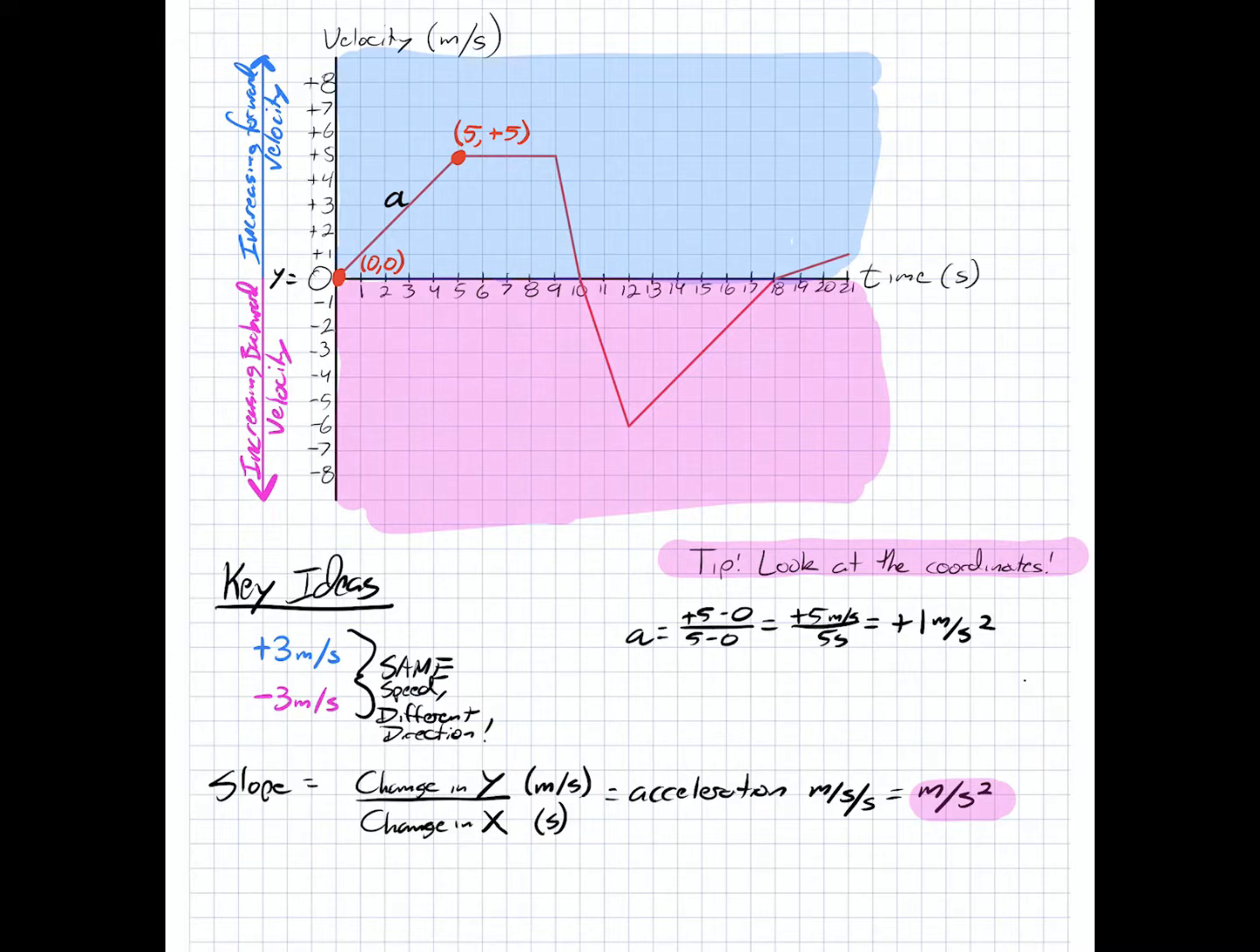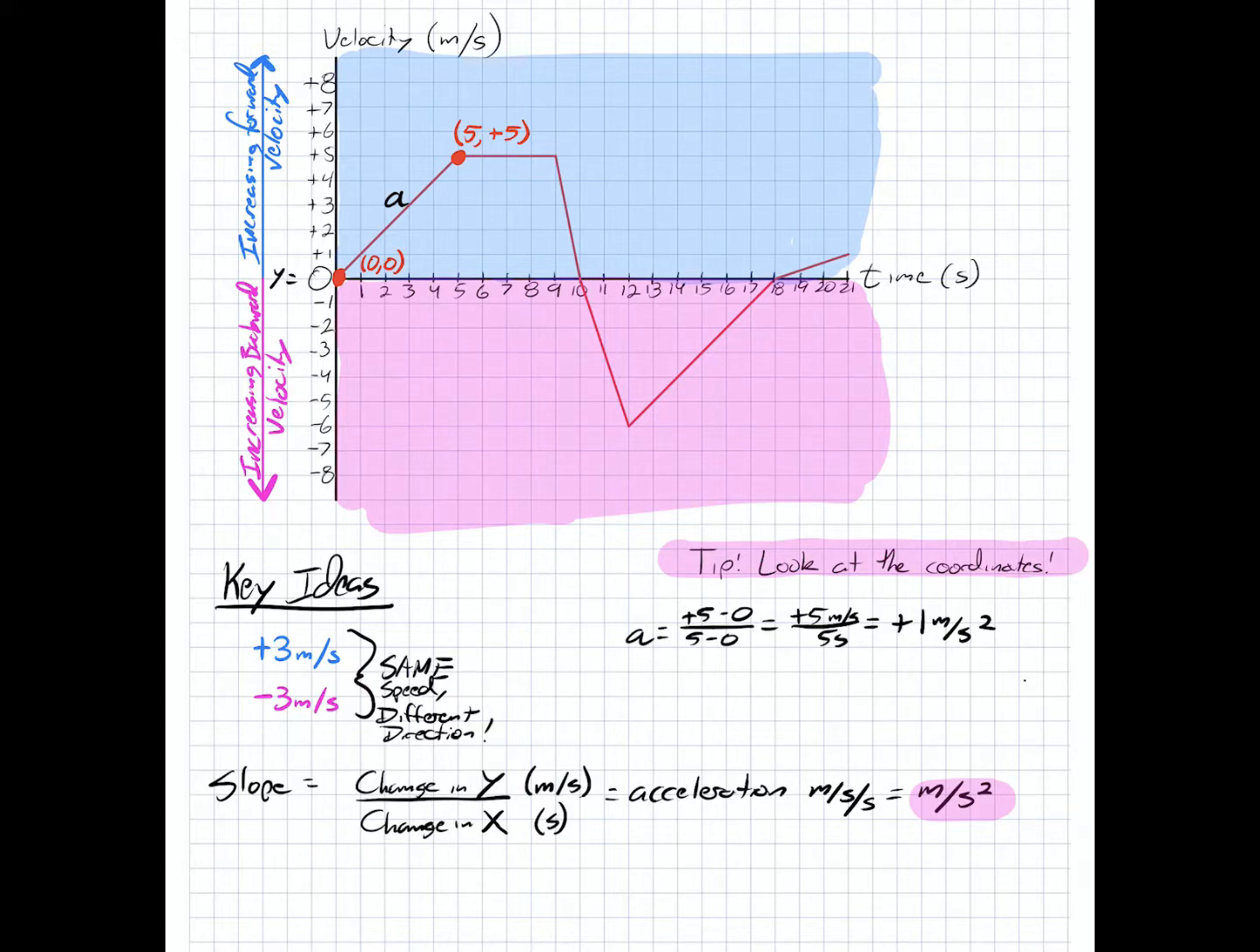That's telling us that for every second that goes by, our velocity changes by 1 meter per second. And we can see that, right? Because if we look at where we're at, after 1 second, our velocity is at 1. And after 2 seconds, our velocity is at 2. We add another second, we add another meter per second of velocity, and so on until we get to our 5 meters per second. So again, 1 meter per second squared is telling us that for every second that goes by, our velocity changes by plus 1 meter per second.